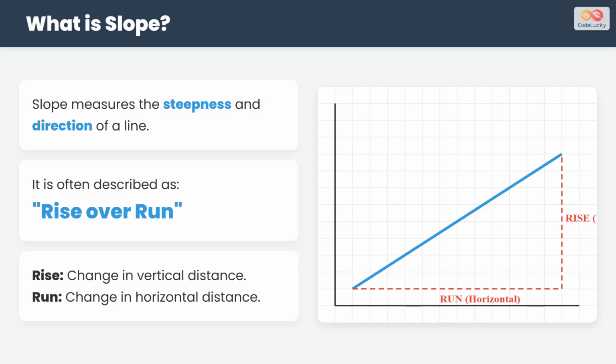First, let's understand what slope actually represents. Slope is simply a measure of how steep a line is and also tells us its direction. You will often hear the phrase rise over run. This means we compare the vertical change, or the rise, to the horizontal change, or the run.